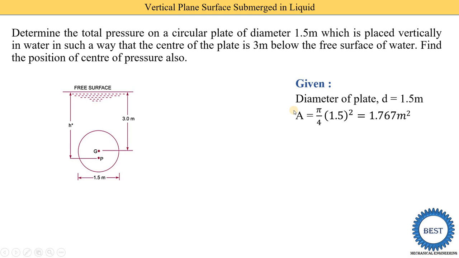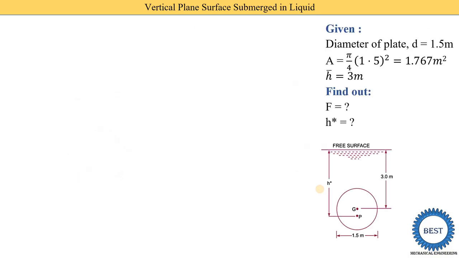Now the area of the circular plate is pi by 4 into D square, and D is given as 1.5 meters. So the area of the circular plate is 1.767 meter square. The next parameter given is h bar, which is 3 meter. We need to find out F and h star, meaning total pressure and center of pressure. So what is the equation of total pressure? The equation of the total pressure is rho g into A into h bar.